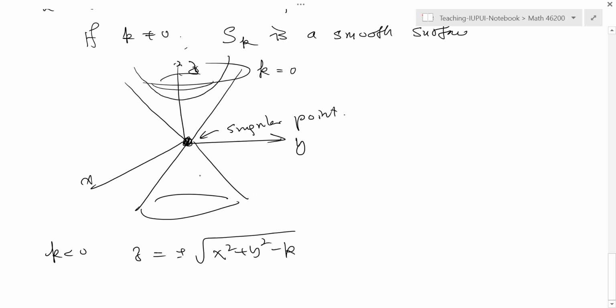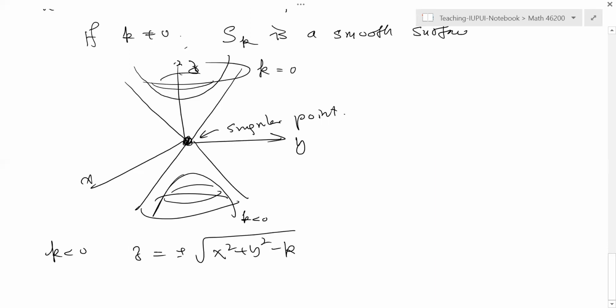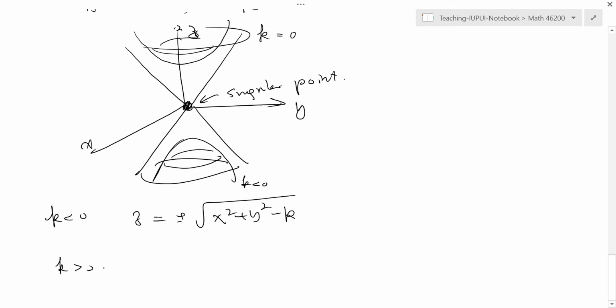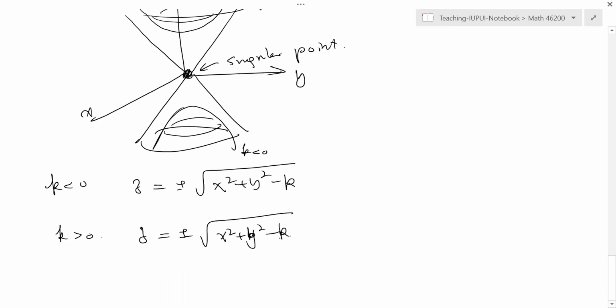That's two pieces. Okay, K is negative. Now, if K is positive, then there's trouble. If K is positive, you're still trying to solve for Z. But this is not defined if X, Y are too small. Okay? If K is positive, it's going to be 0 or negative.